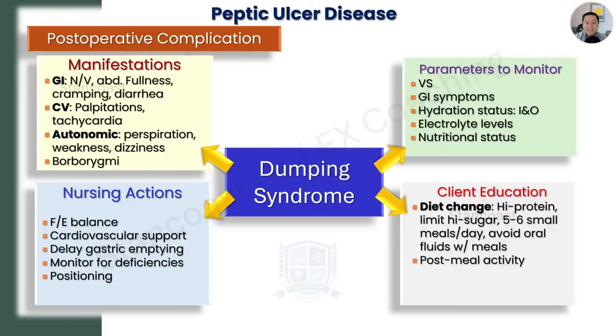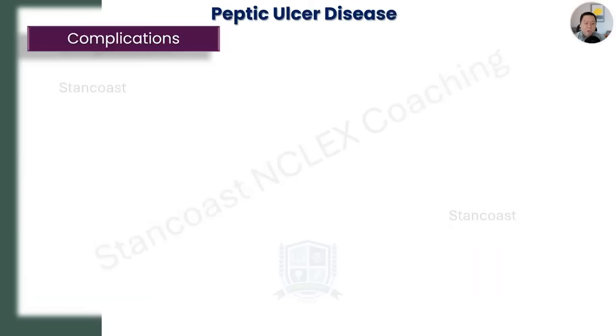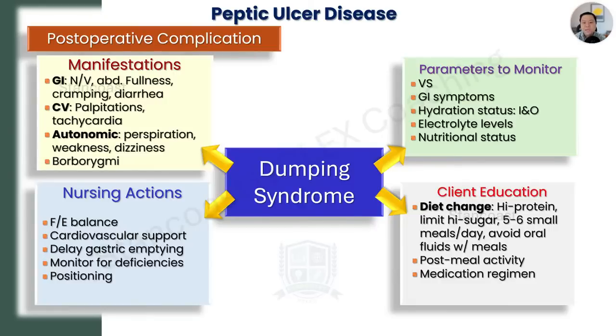And instead of 3 large meals, make sure that they will have 5 to 6 smaller meals throughout the day. And also to avoid drinking fluids with meals, and instead consume liquids between meals. And if dairy products can worsen their symptoms, they should also be avoided. And make sure that our patient will be laying in a supine position right after the meal. They will assume that positioning in order to slow down the gastric emptying.